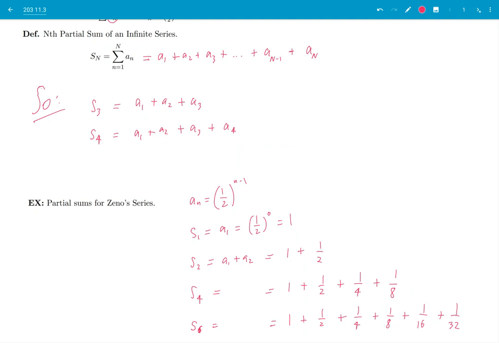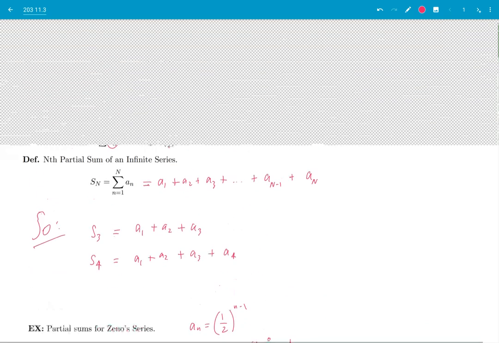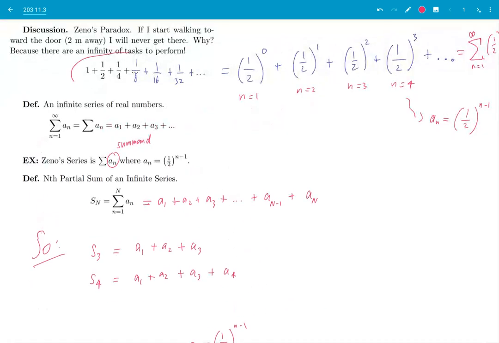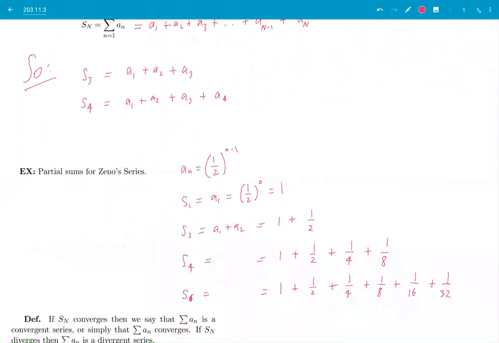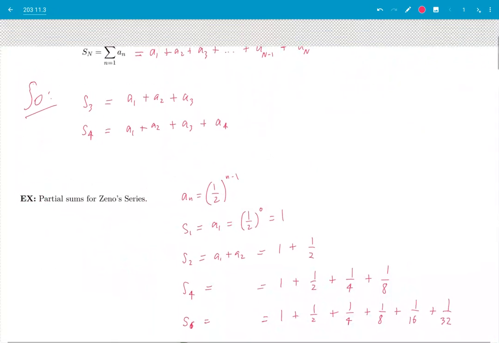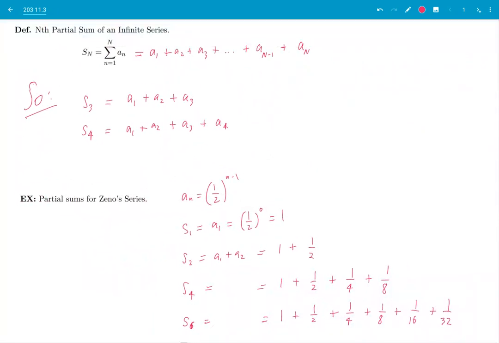whereas Zeno's series is an infinite sum. Where was it? It was this guy. You see how it's got the dot dot dot on the end. Okay, so that's the full sum here, and these are some partial sums. So S6 would be just adding up the first six terms. S4 would be adding up the first four terms. And so on.